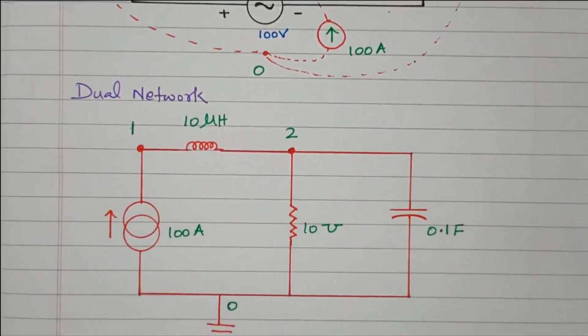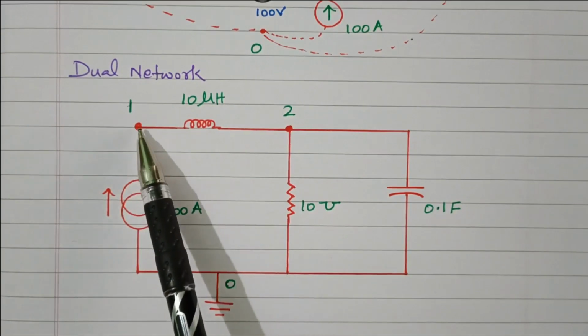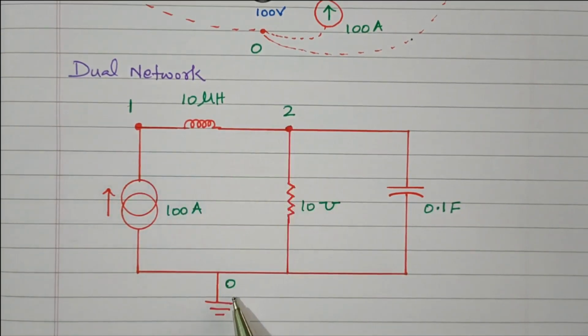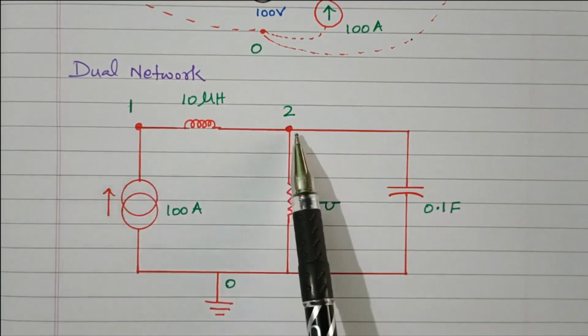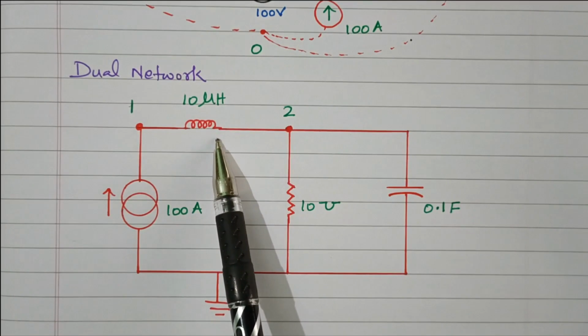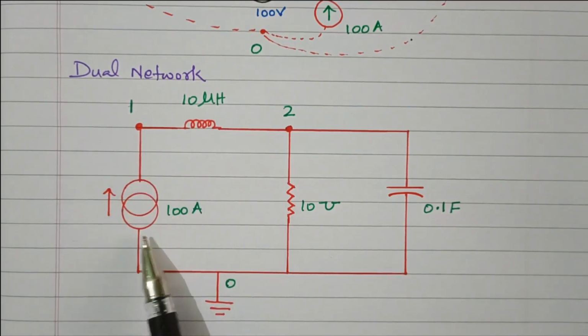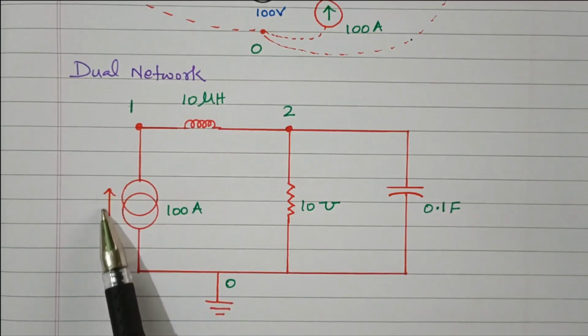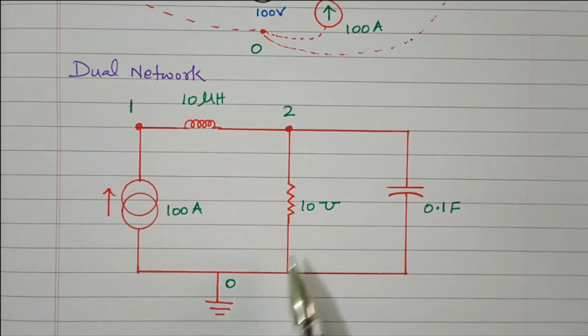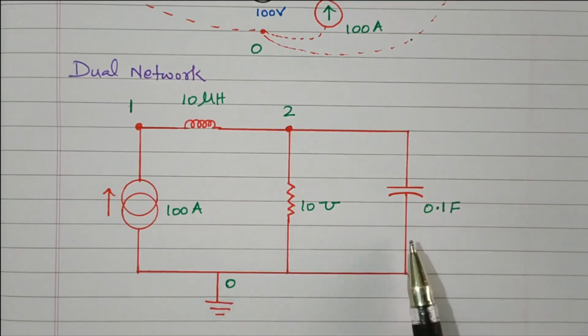First step, we have to put the dots. On a plain paper we have to put the dots. There we have 3 dots: 1, 2 and 0. So between 1 and 2, as we discussed, a 10 microhenry inductor is there. Between 1 and 0, one voltage source, a rise in voltage, because current is flowing from negative to positive terminal. Between 2 and 0, 10 mho conductance and 0.1 Farad capacitor.